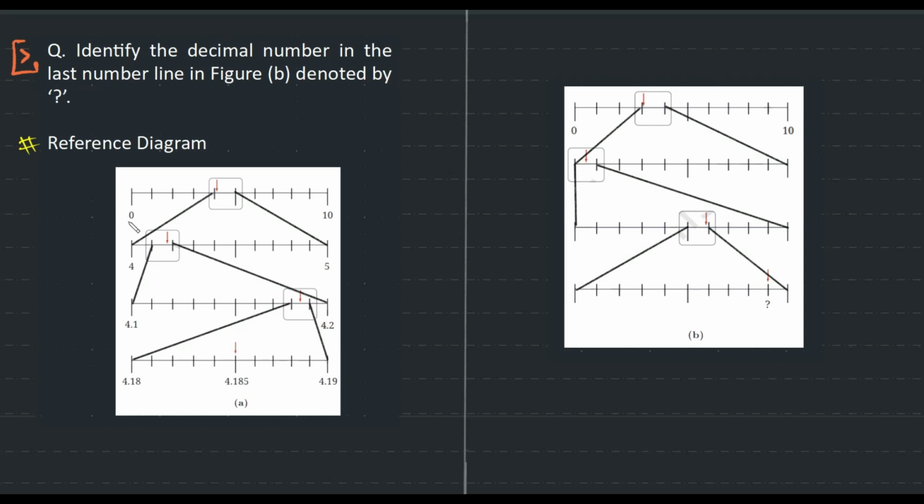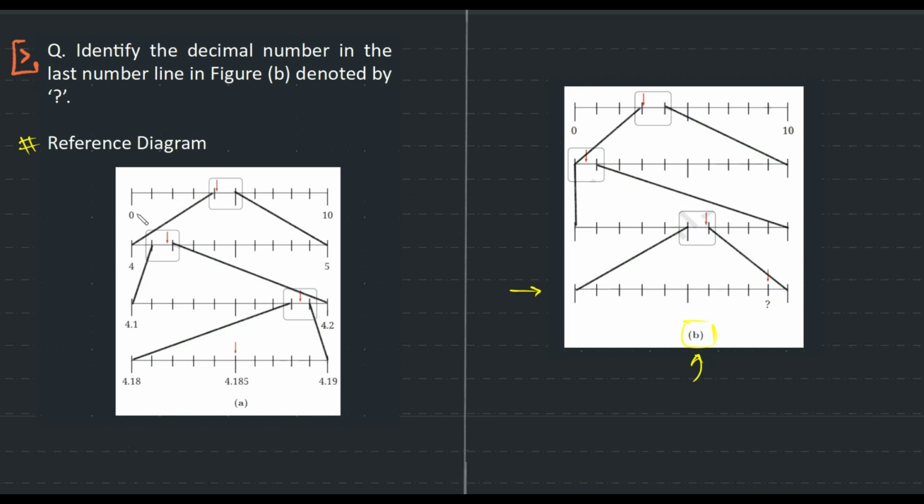We have values between 0 to 10 and we are zooming in and trying to figure out a particular value. Using this idea, we need to identify the decimal number in the last number line in figure B. So this is figure B and this is the last number line. So let's look at the reference diagram, and after understanding this, you can pause and try this.